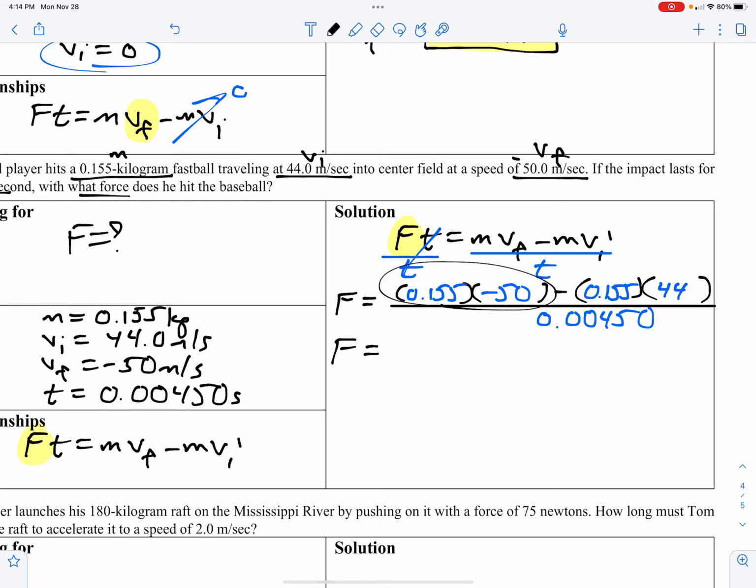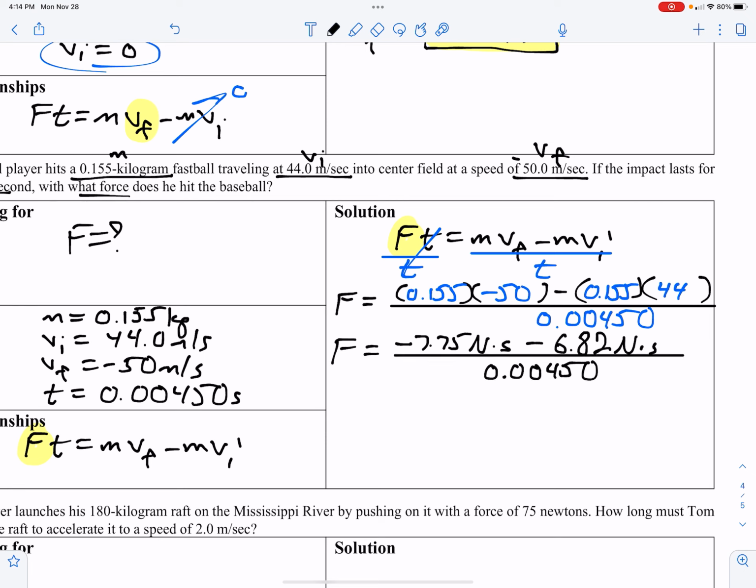Okay, so breaking this down, when we multiply those, we get about negative 7.75 newton seconds minus, and then if we multiply those two, we get about 6.82 newton seconds. And this is all divided by 0.0045 seconds. So subtract those and divide by 0.0045, and we get a force that the bat hits the ball with of negative 3240 newtons. Now, what does that mean? Well, the ball hits the bat with a force of 3,240 newtons. The bat hits the ball in the opposite direction, hence the negative. The negative just means equal but opposite force.